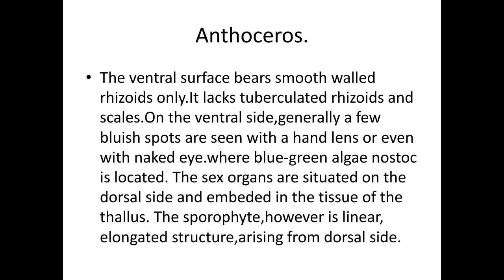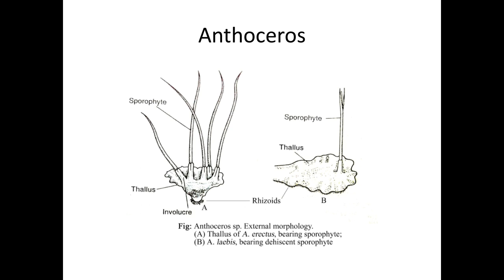So the spore production mechanism is continuously going on within the sporophyte of Anthoceros. Now see this diagram of Anthoceros. Anthoceros belongs to class Anthocerotopsida. Now see the plant body. Plant body is thalloid. There is no differentiation of root, stem and leaves.